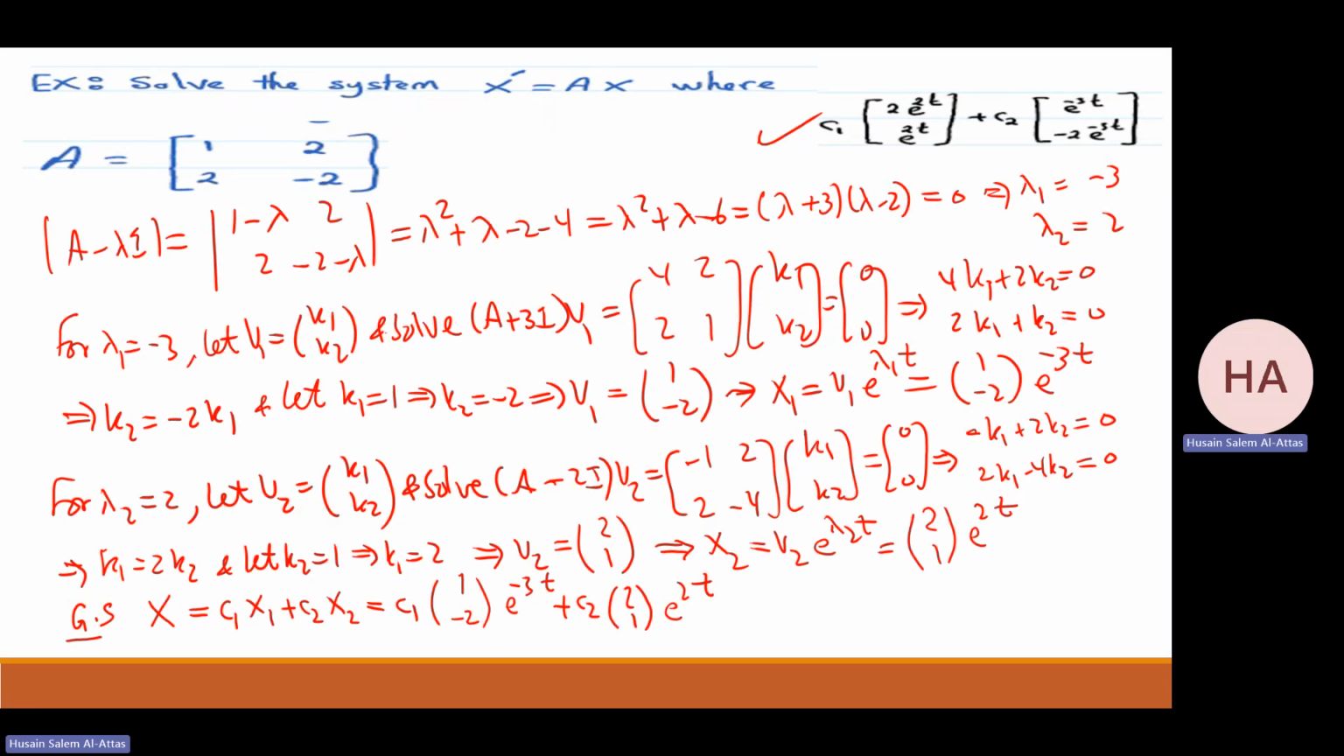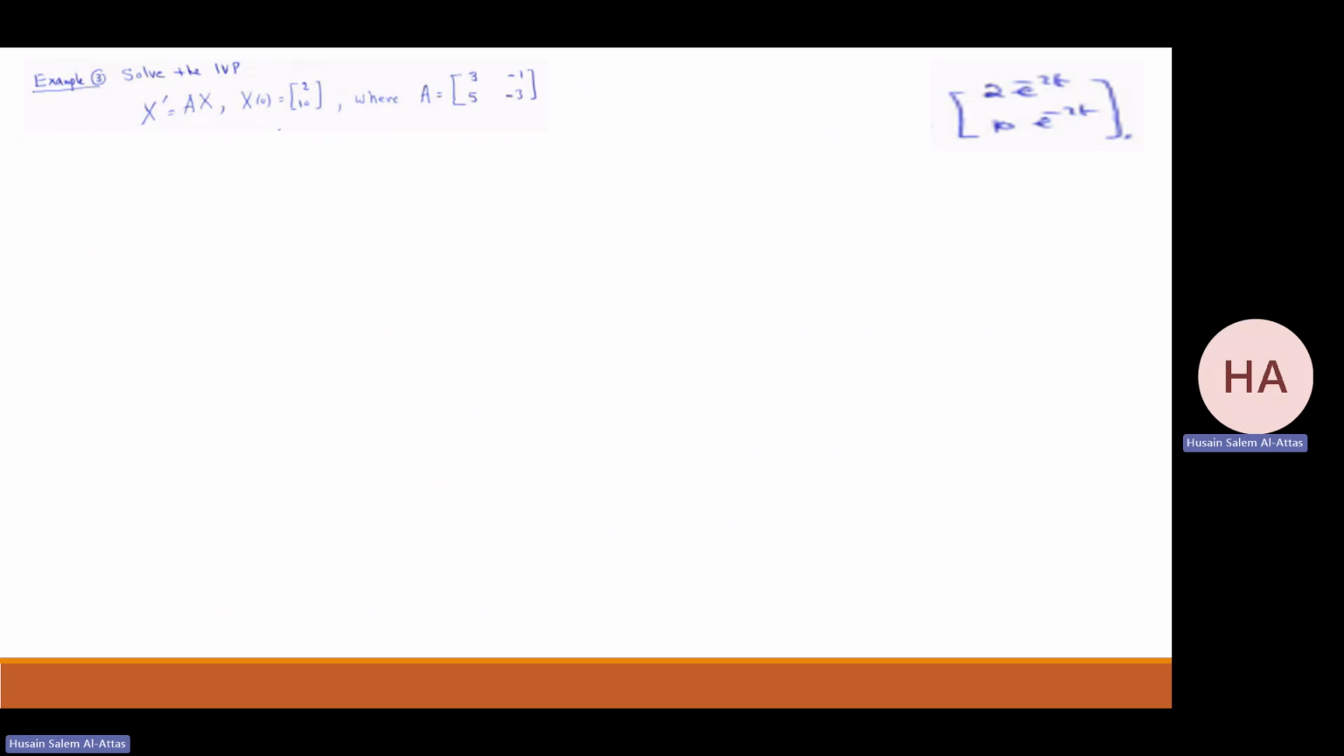Now we did these problems. Now we'll continue to the next one. Solve the initial value problem. Now it's just a 2 by 2 matrix, but the addition is that we have initial conditions. So I need to find the C1 and C2 after I finish.